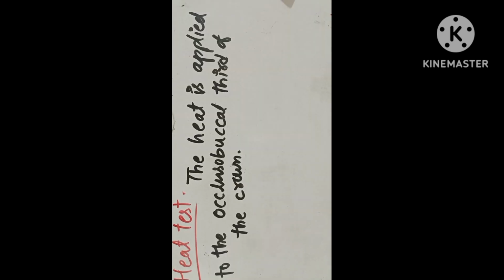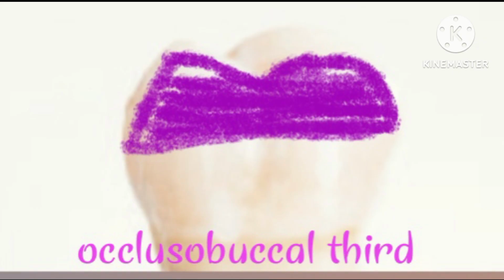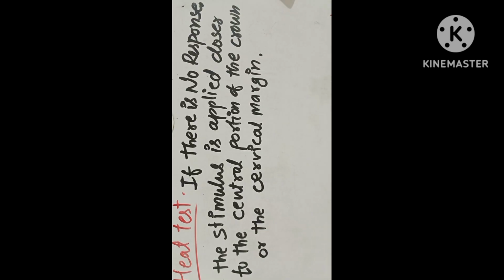Now we can see where heat can be applied on the tooth surface. The heat is applied to the occlusobuccal third of the crown, as you can see in this image. If there is no response, the stimulus is applied closer to the central portion of the crown or the cervical margin, as you can see in this image.